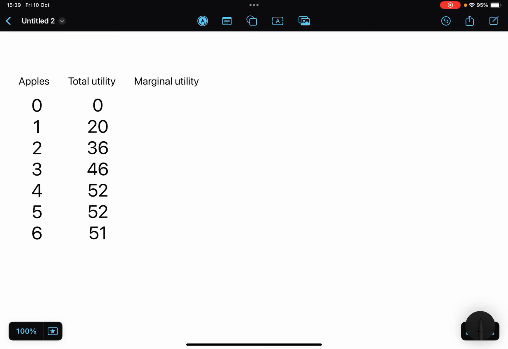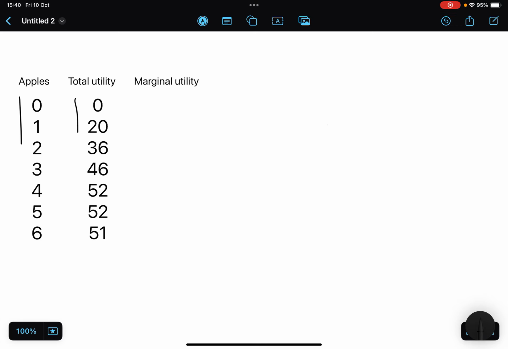Everyone, in this video we'll talk about total utility and marginal utility, two important concepts that help us understand how satisfaction changes as we consume more of something. We'll use a simple example with apples and see how our enjoyment changes with each apple. Here's a table showing how much total satisfaction, or total utility, a person gets from eating apples. The first column shows the number of apples and the second shows the total utility.